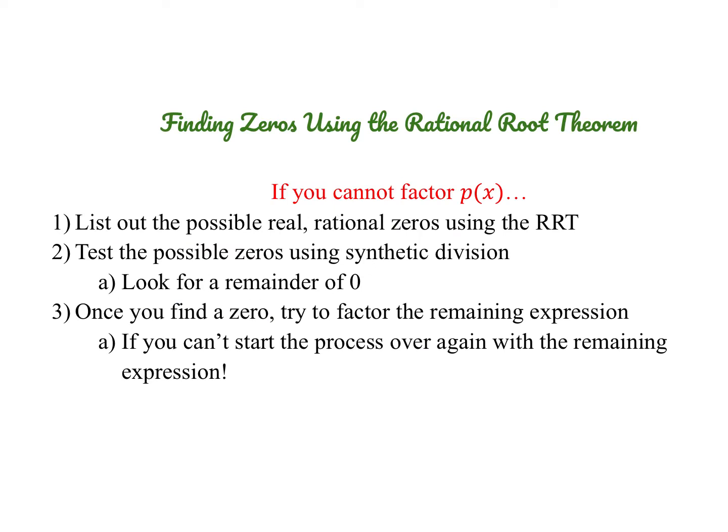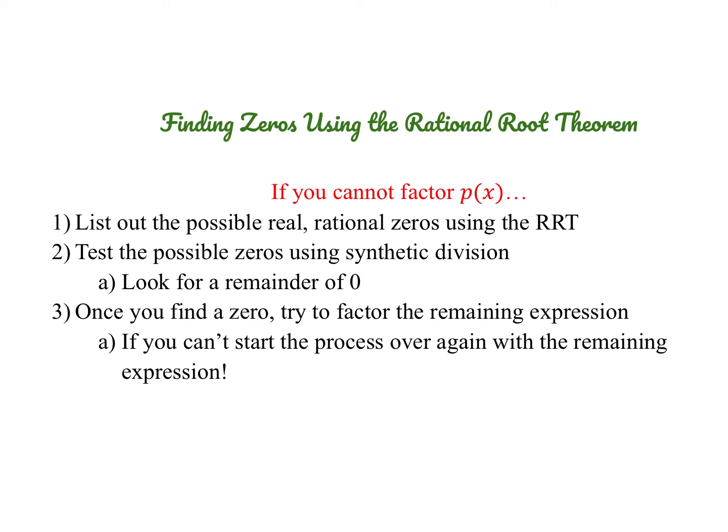So when we're using the rational root theorem, here's the process you take. Again, always check to see if you can factor your polynomial by hand, but if you cannot, you're going to list out the possible real zeros using that rational root theorem. So you list them all out, and then you just start testing them using synthetic division. And again, just like in the warm-up, we're looking for a remainder of 0.